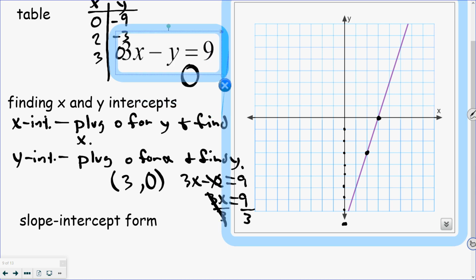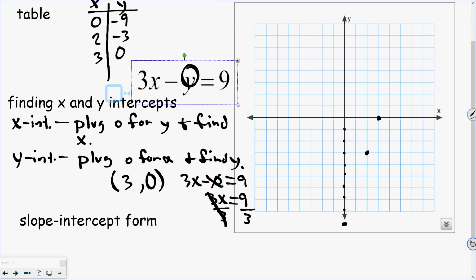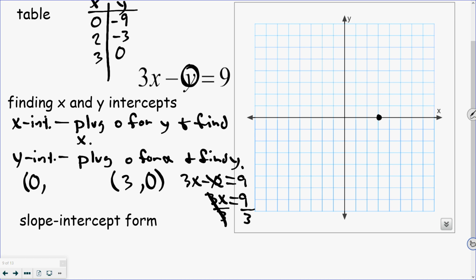Just take that off for a second, maybe, if I can here. So let's pretend like we hadn't already graphed this. I'd come over here and say, okay, my x-intercept is at (3, 0). So that point's right there. Okay, now if I want to find the y-intercept, we plug 0 in for x. So this time, I plug 0 in for x, and I find the y.